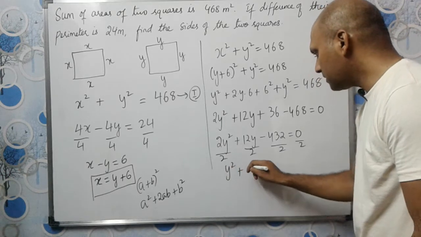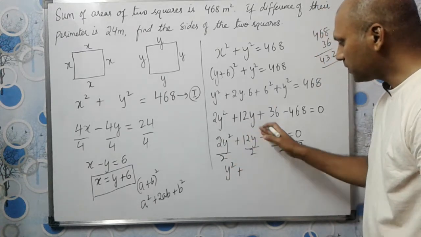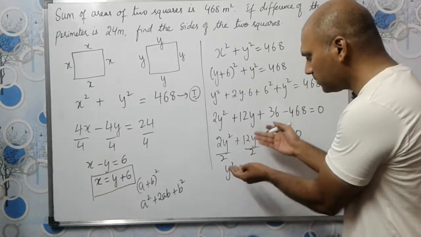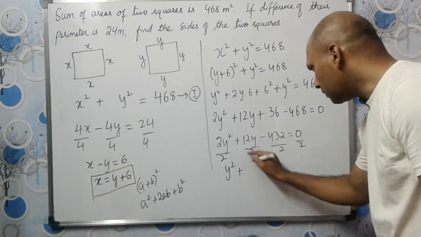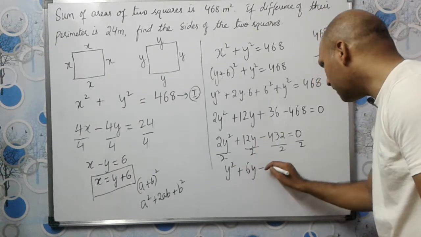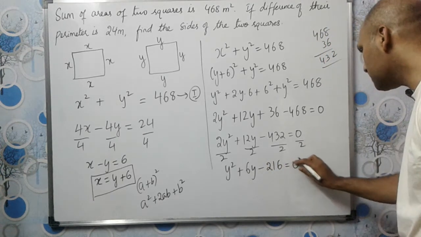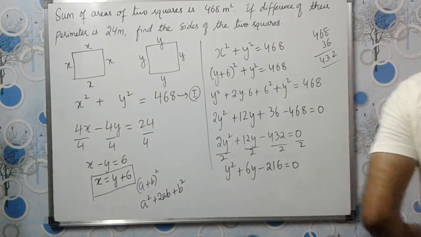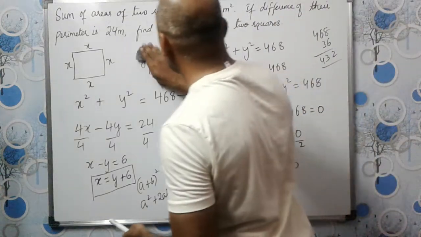y square plus, see, you need not divide both sides by 2. You can solve it, split the middle term, you will still get the same answer. But it is better you divide by 2 because the numbers will become smaller. The equation will be simpler, right? So 12 by 2 is 6y minus 216 is equal to 0 by 2 is 0. Okay, so let me just rub this part.